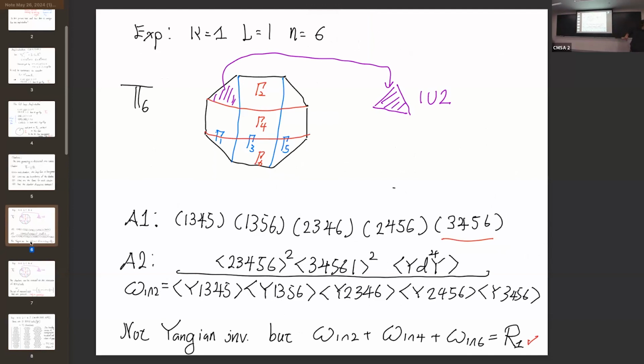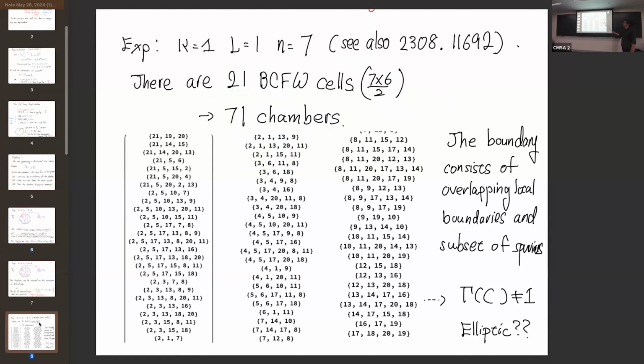This is no longer true as you go to 7 points. At 7 points, basically you can see that only a subset of spurious boundaries are part of your chamber boundaries, along with its shared local boundary. So already of course, we're trying to continue to analyze this, but as you can see, to answer some of our questions within the realm of amplitudes is a little bit difficult, because there are just so many chambers. In particular, what do we want to answer?